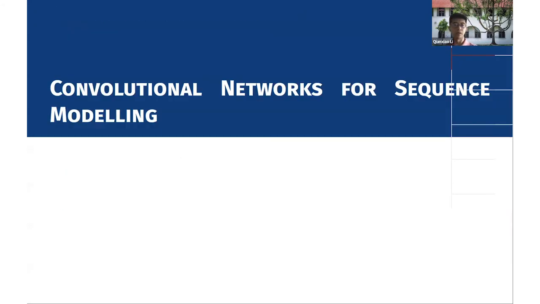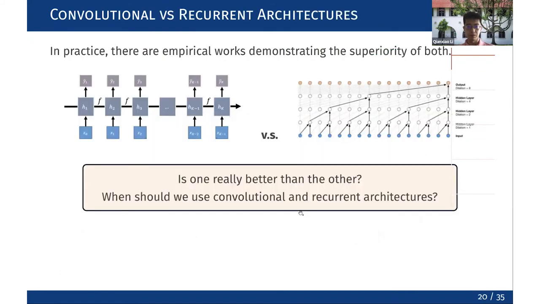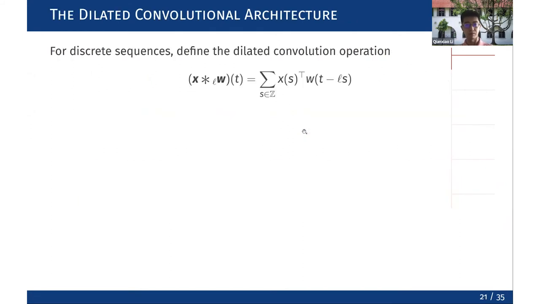Okay, so maybe I'll talk a little bit about the corresponding results for convolutional networks. Here is the example we talked about before, the WaveNet. The question is, is one really better than the other, and when should we use one over the other for what applications? That was the goal. So we first write out the definition of the convolutional architecture. Here we work in discrete sequence space, because convolution is more natural with discrete indices. We define the dilated convolution like the usual convolution, except there's a dilation factor L. In the example before, L equals 2.